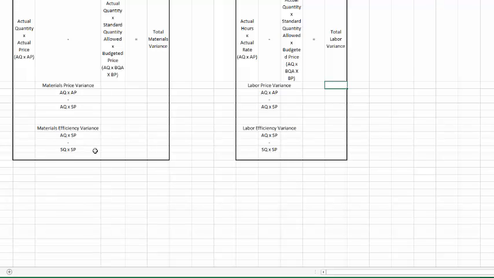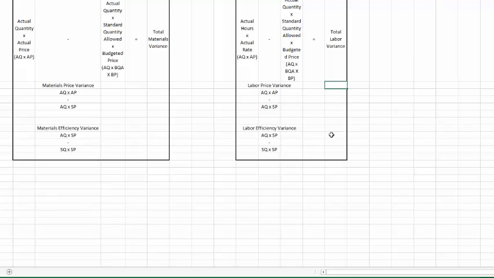The materials efficiency variance can be broken down in the same way, except we're going to change the formula a little bit. Actual quantity times the standard or budgeted price minus the standard quantity times the standard price. So notice that standard price is the same in both formulas, and the only thing that's different here is the quantity, or how efficiently we produced our items with the use of those materials.